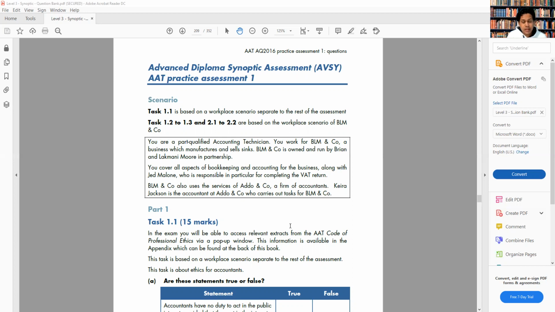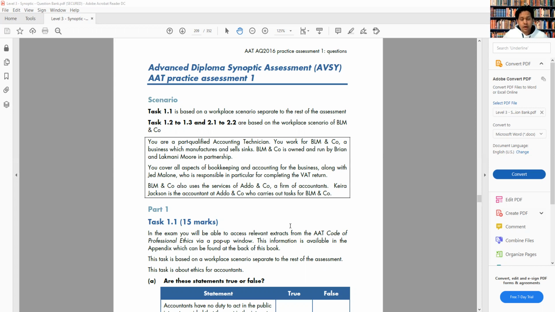In the Synoptic exam, we have two sections. The first section is for ethics, and the next section is the combination of all the other papers except indirect tax. So we have to have a good understanding of the previous papers that you already passed, for example management accounting, final account preparation, and advanced bookkeeping. All of these papers will have some questions in the next section of your Synoptic.